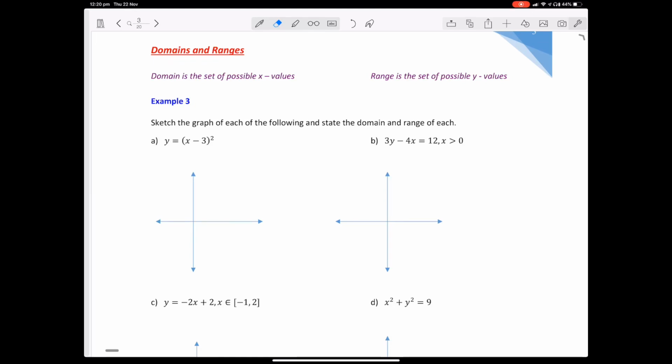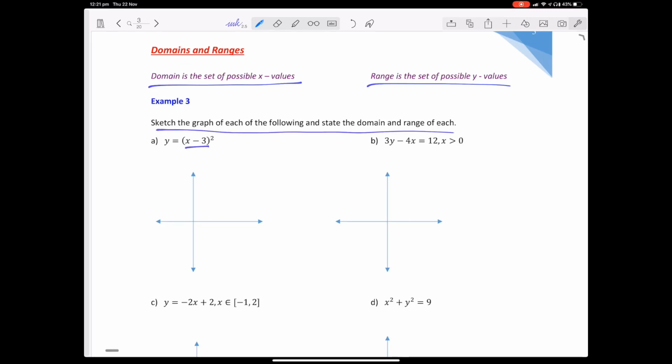This is domains and ranges for the Methods Year 12 course. So you should have learned a fair bit of this in Year 11. However, domains are the possible set of x values that you use in a function, and the range is the possible set of y values that you use. So if I sketch one of these graphs here, state the domain and range of each.